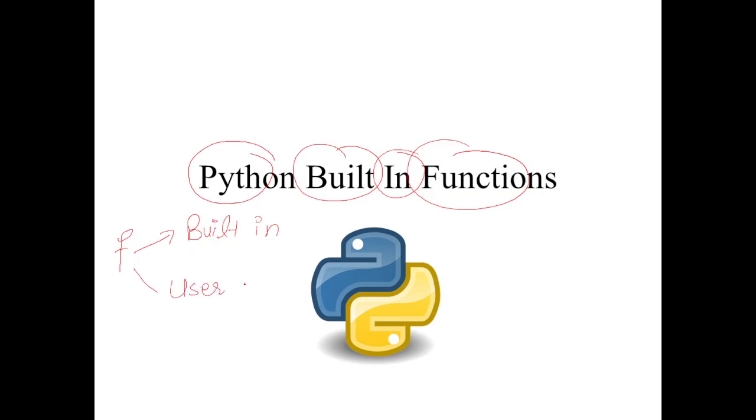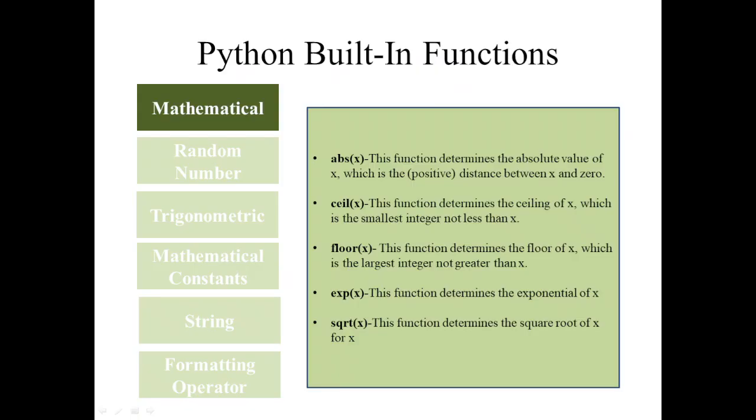Built-in functions are those functions which are already stored, already defined in Python. So we do not need to define them or write them on our own. Already defined functions in the modules or libraries of Python are known as built-in functions. Built-in functions are of many types, like mathematical functions, random functions, trigonometric functions, mathematical constants, string, formatting operator, and so on. We will discuss them one by one in detail.